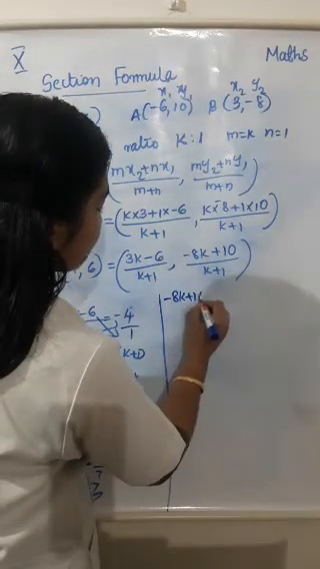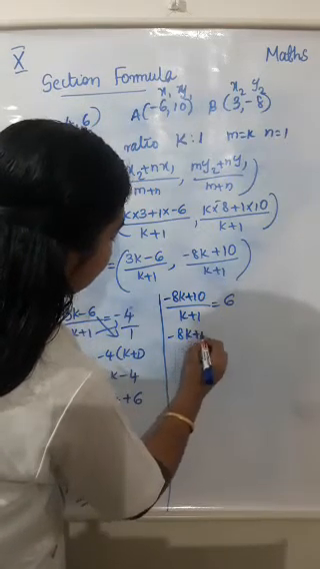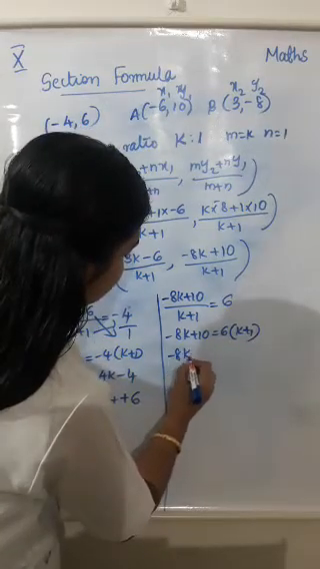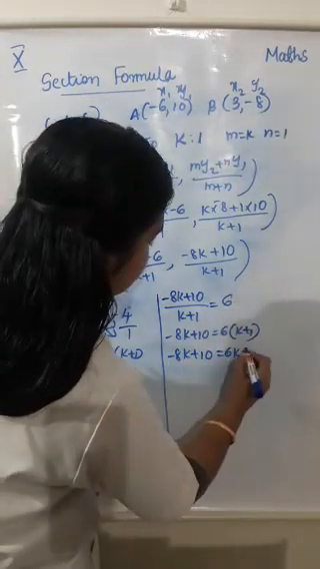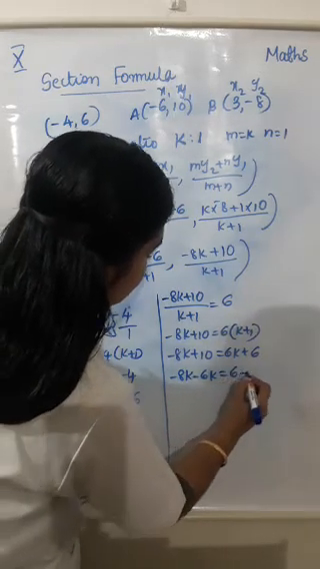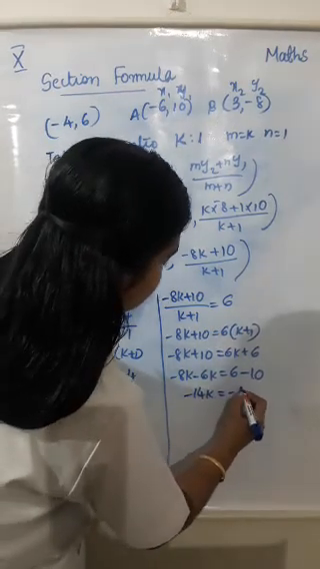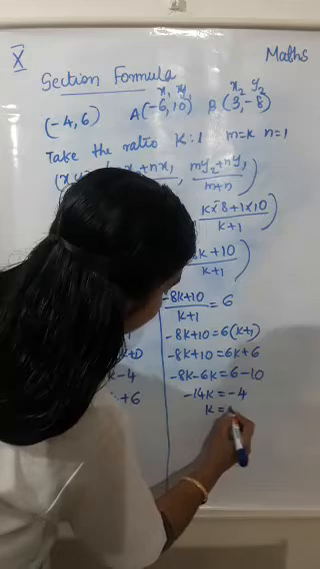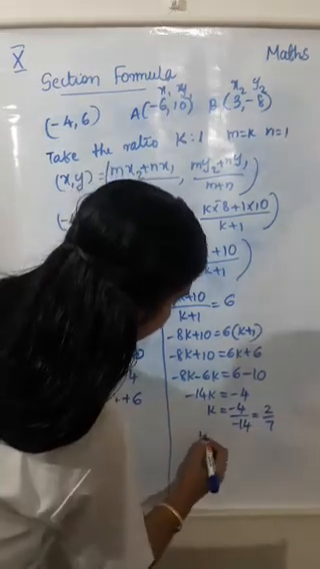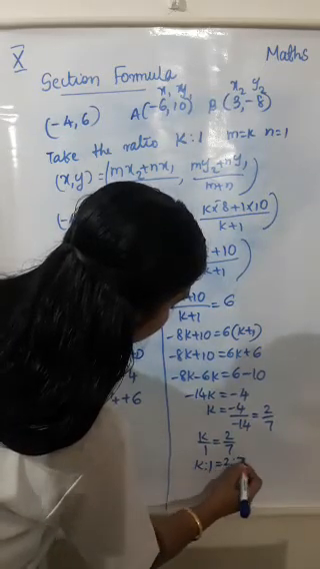Negative 8k plus 10 by k plus 1 is equal to 6. Negative 8k plus 10 is equal to 6 into k plus 1. Negative 8k plus 10 is equal to 6k plus 6. Negative 8k minus 6k is equal to 6 minus 10. Negative 14k is equal to negative 4. k is equal to negative 4 by negative 14, that is 2 by 7. So k by 1 is equal to 2 by 7, k is to 1 is equal to 2 is to 7.